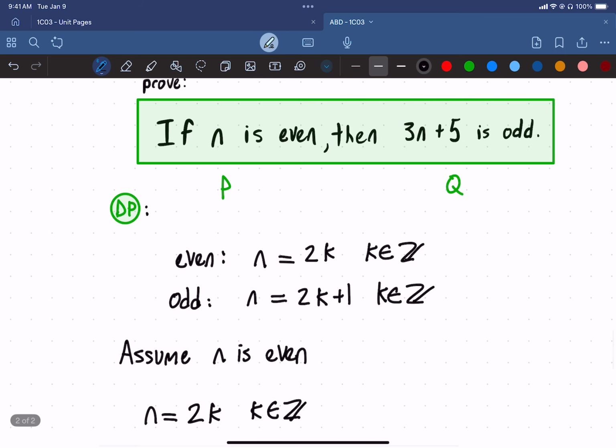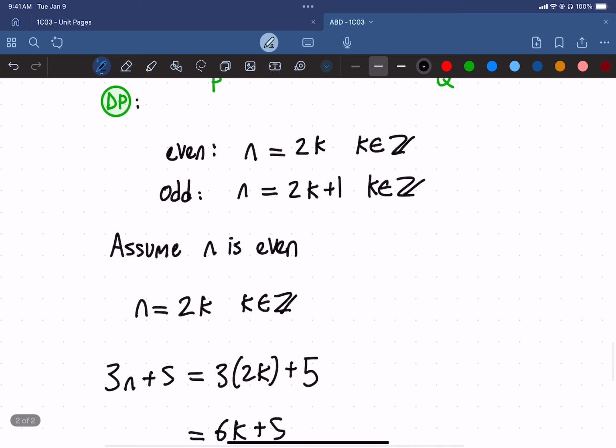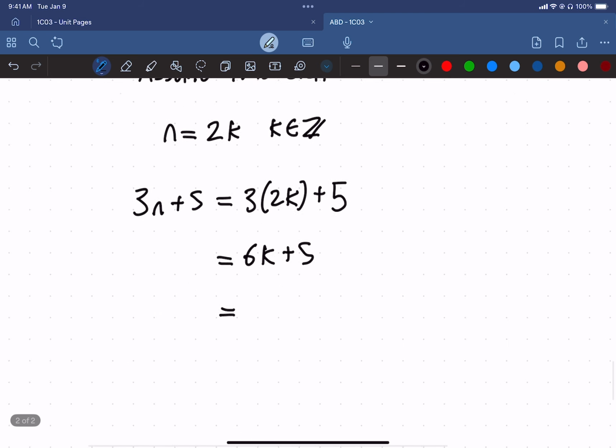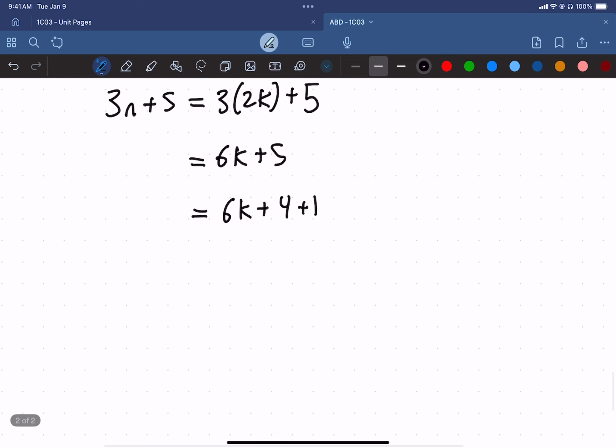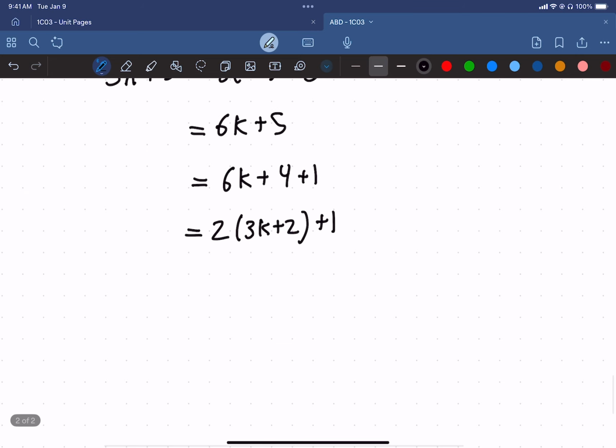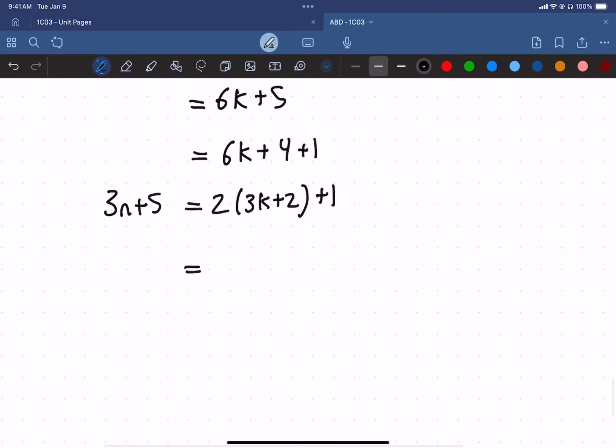We want to show that Q is odd. We know that the definition of an odd number is 2k plus 1. So let's factor this out using algebraic manipulation to try and get that particular form. We know that 5 is equal to 4 plus 1. So we can now factor this out to become 2 times (3k plus 2) plus 1, which is the same thing as this.